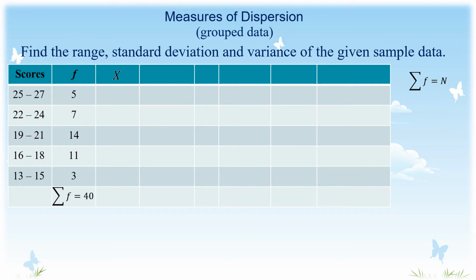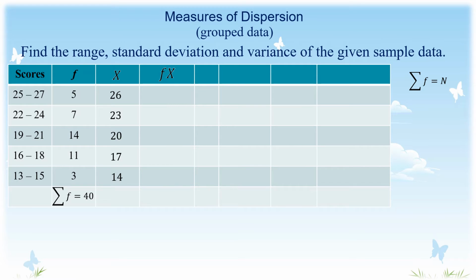To get the class mark, we are going to have 25 plus 27 divided by 2, which is equal to 26. Then 22 plus 24 divided by 2, which is equal to 23. 19 plus 21 divided by 2 is equal to 20. 16 plus 18 divided by 2 is equal to 17. 13 plus 15 divided by 2 is equal to 14.